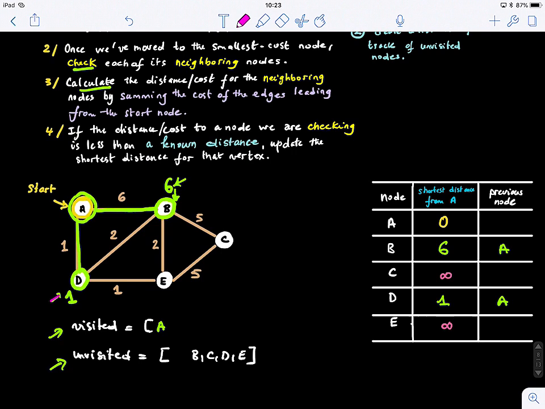The rule is I look at the table and choose the node with the smallest value, the shortest length. A is visited, so I will cross it, or maybe just put a star for now. What is the node in this table with the shortest length? It's D. So this is my current node that I'm selecting. I select D. Now I need to visit the unvisited neighbors of D, which are B and E.